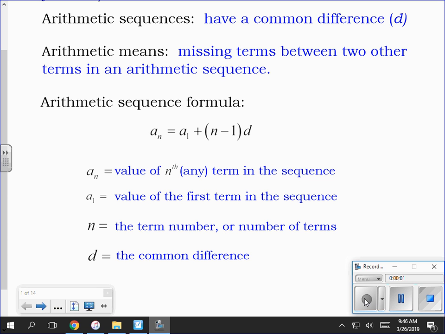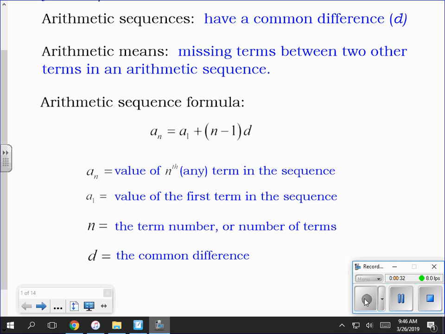All right. So yesterday we started sequences and series, and we did an introduction to arithmetic sequences and geometric sequences. We are going to spend today concentrating strictly on arithmetic sequences. Arithmetic sequences, once again, have a common difference d, the number that we add or subtract every time to get to the next number.